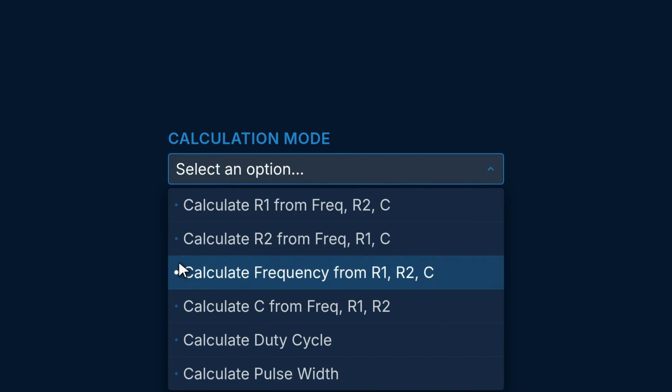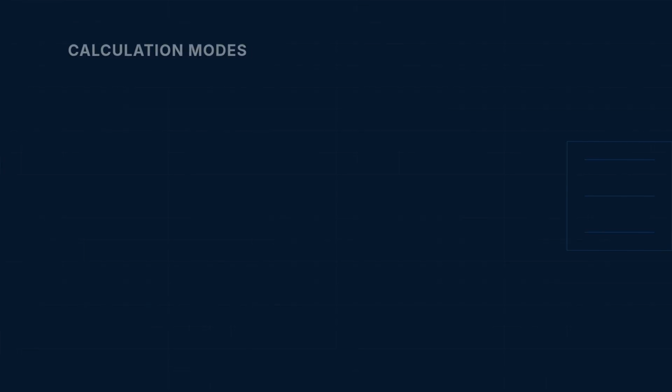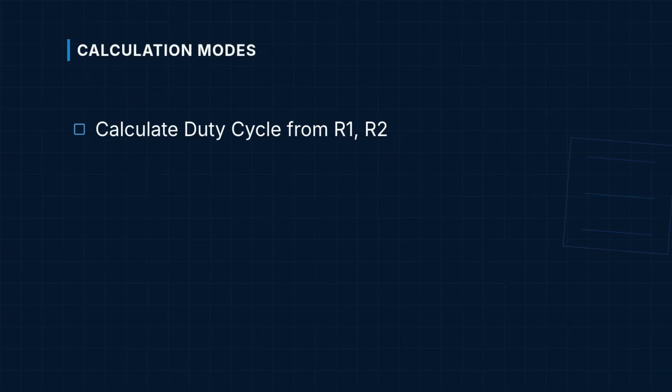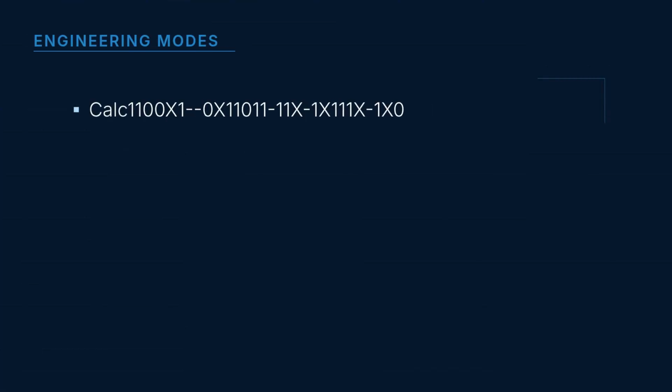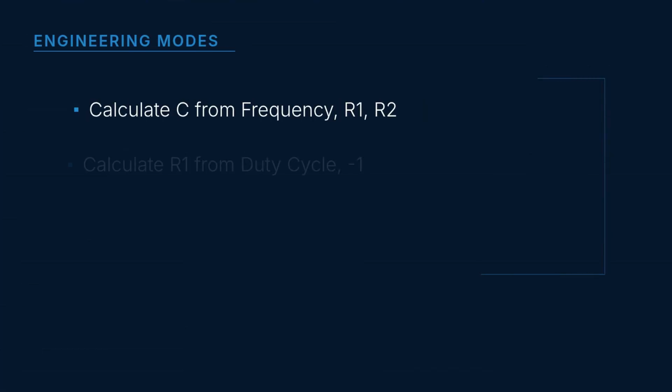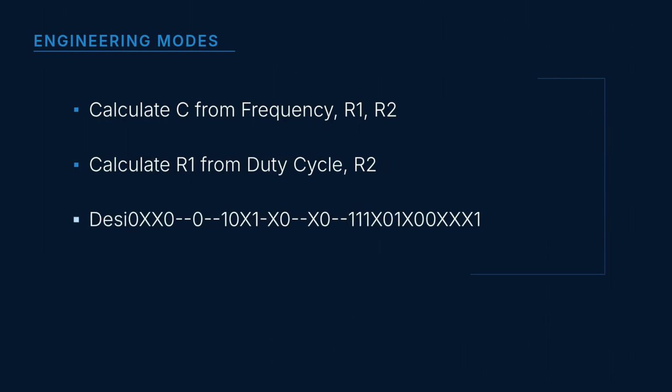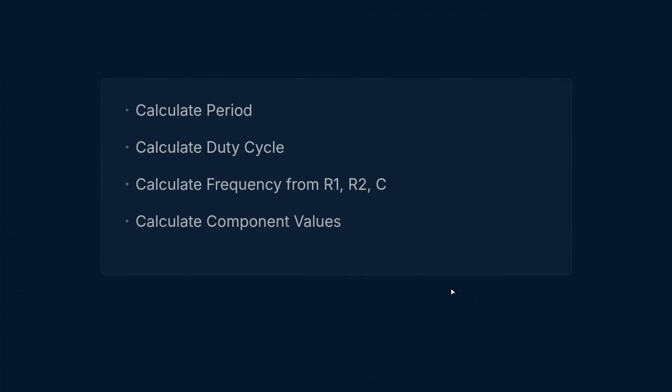Calculate frequency from R1, R2, C. Calculate duty cycle from R1, R2. Calculate R2 from frequency, R1, C. Calculate C from frequency, R1, R2. Calculate R1 from duty cycle, R2. And design component values from F and duty. For this demonstration, I'm using calculate frequency from R1, R2, C.